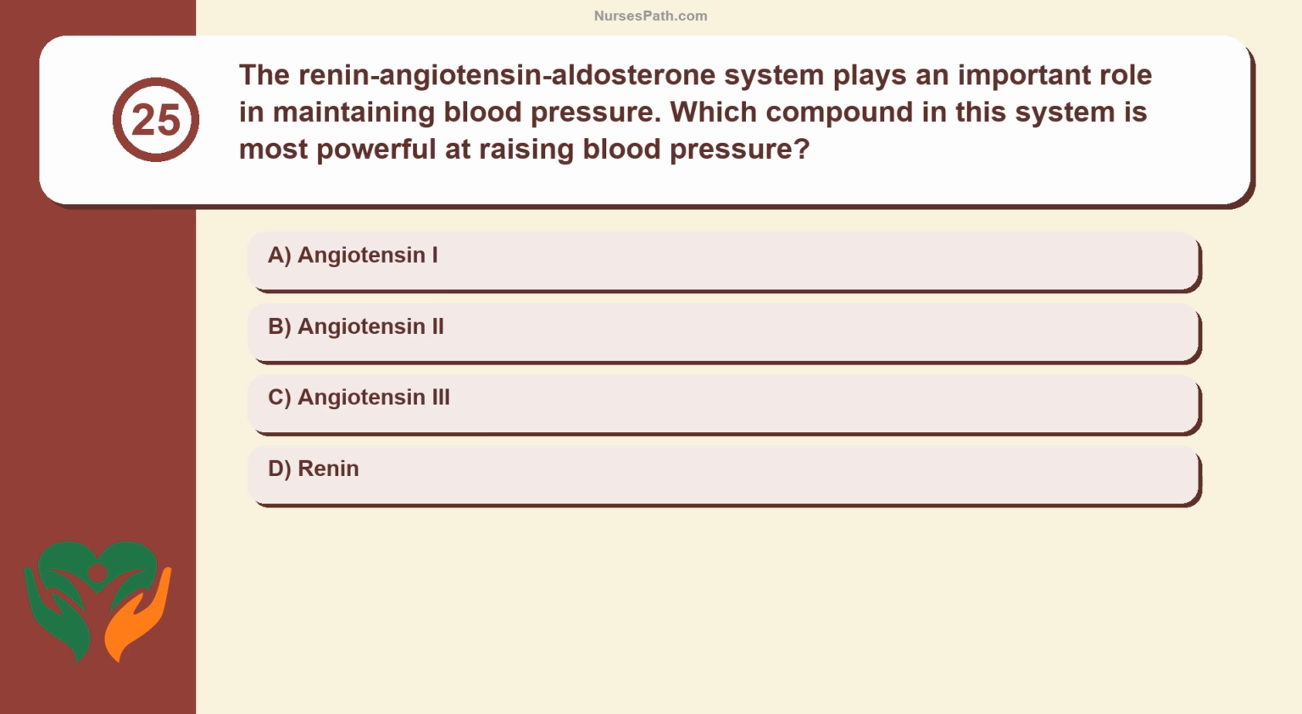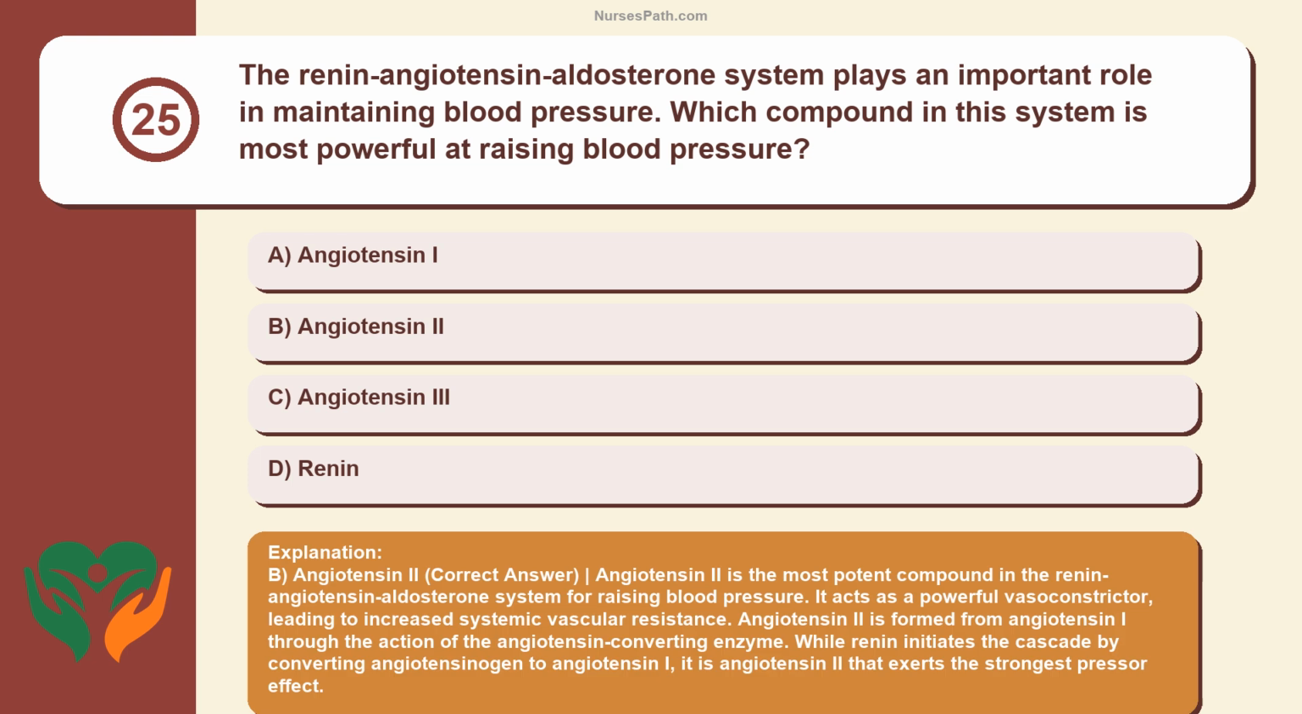Question 25. The renin-angiotensin-aldosterone system plays an important role in maintaining blood pressure. Which compound in this system is most powerful at raising blood pressure? Angiotensin I, angiotensin II, angiotensin III, renin. B. Angiotensin II. Correct answer.